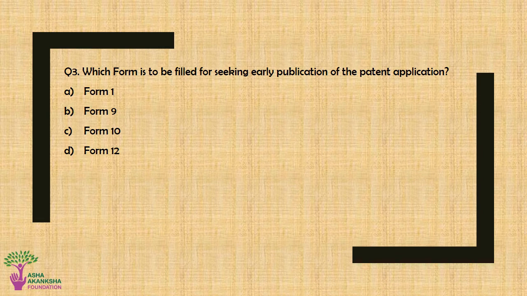Question number 3. Which form is to be filled for seeking early publication for the patent application? Option A, Form 1. Option B, Form 9. Option C, Form 10. Or Option D, Form 12. The correct answer for this question is Option B, Form 9.